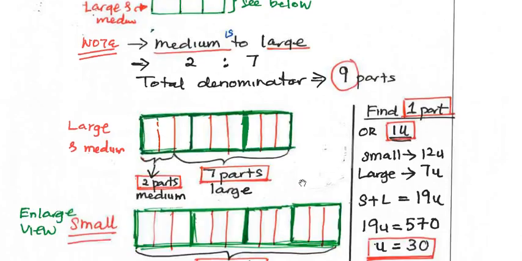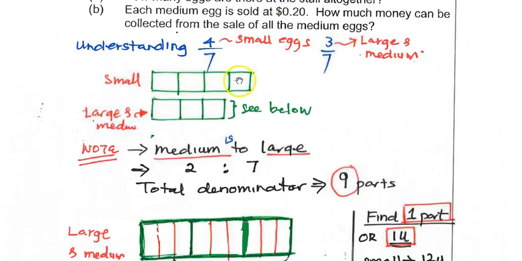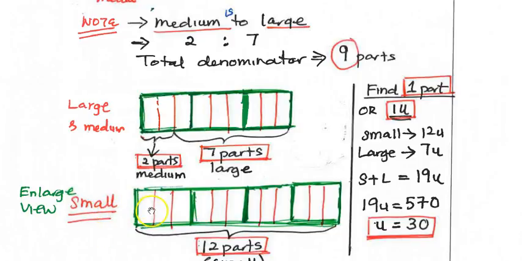Now the same thing happens over here. I'm going to bring the small egg here, 4 parts. I'm going to bring it down below this. Can you see? So the small eggs are 4 parts, 1, 2, 3, 4. Now this top part has 2 medium, 7 parts large. But the small part is these. At first it was 4 big boxes, right?